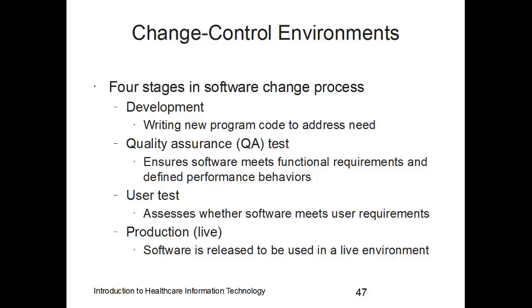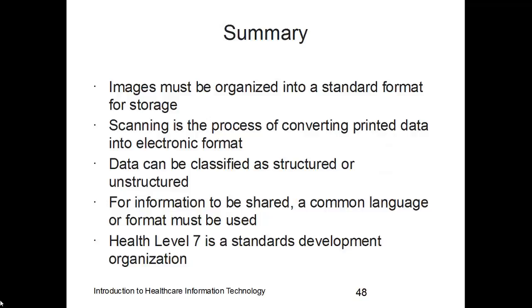When it comes to change control environments, there are 4 stages in the software change process. You have development, quality assurance test, user test, and then production. Development is the actual writing of the new program code to address the needs. The QA test, or quality assurance test, this ensures that the software meets functional requirements and defined performance behaviors. The user test, assessing whether or not the software meets user requirements. And then production, or making the software live, where the software is released to be used in a real live environment.